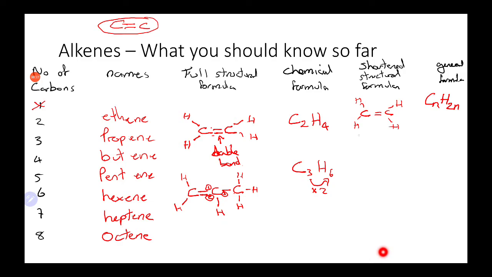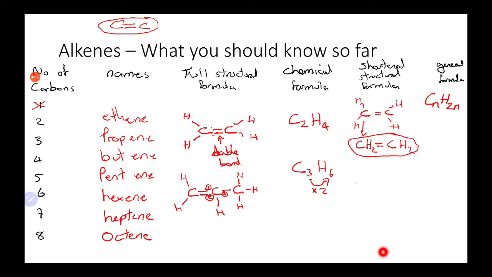Now, all we do is look at each carbon and say, okay, how many carbons and how many hydrogens are attached to that carbon. In this case, we've got 1 carbon and 2 hydrogens. We've got a double bond, so we need to show the position of that double bond. And in this one, we've got a carbon and 2 hydrogens. And that's what our shortened structural formula looks like.